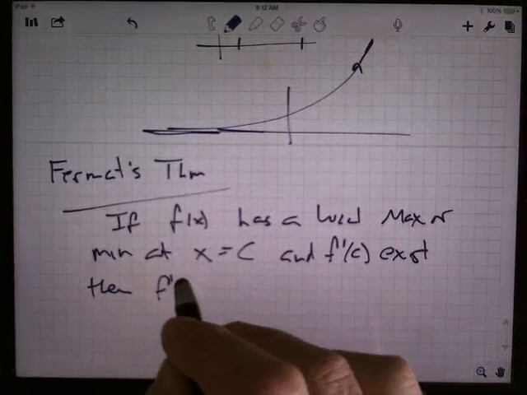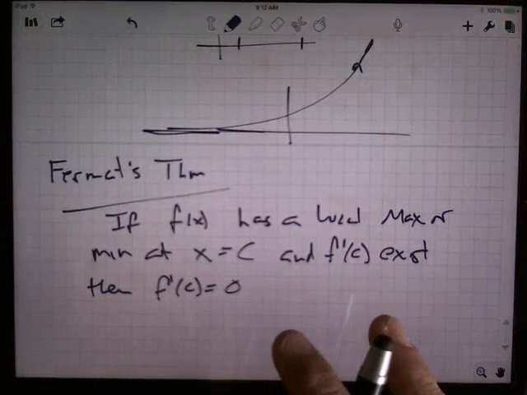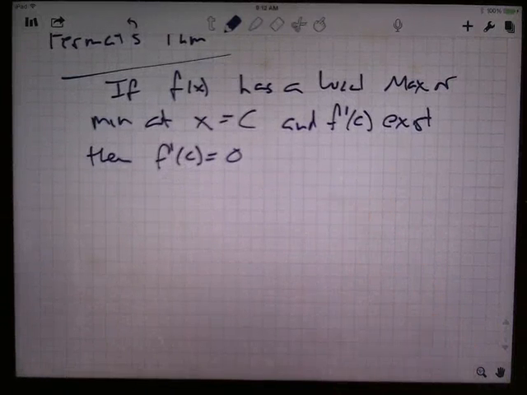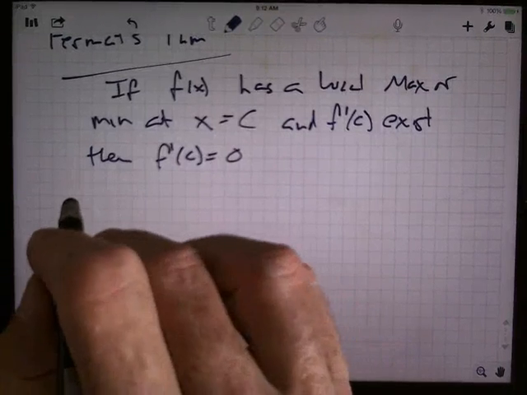Then f prime of c equals 0. So if you have a local max or min, and the derivative exists, then the derivative has to be equal to 0. Notice this doesn't go the other way, and we'll give you some examples in a moment here. But let's do a quick proof of this.